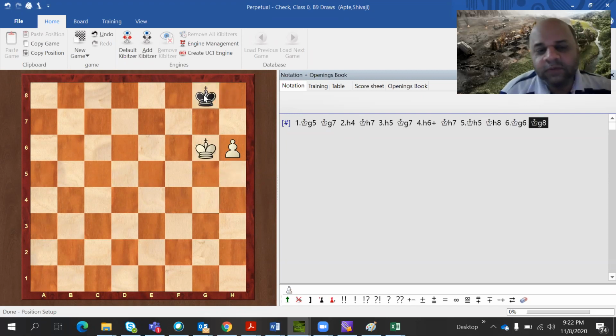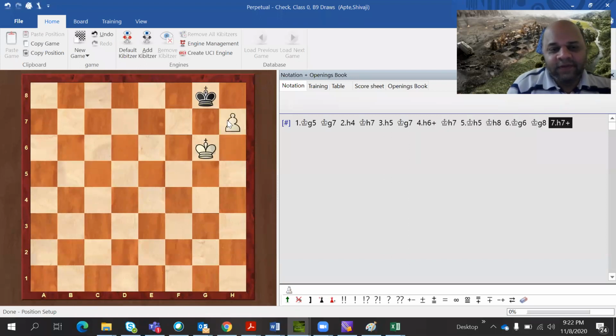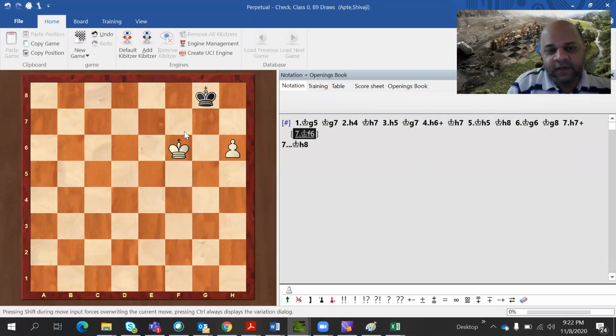Black king will come to G8. How about instead of H7, would it be okay if it's F6? H7, king H8. This is now a draw, right? Stalemate, or you will lose the pawn. But couldn't you go to F6? You want to play King F6? Yeah. King F6, then King H7.